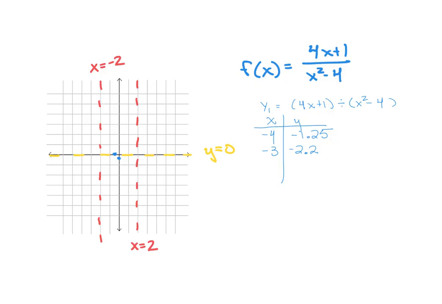All right, so let's go ahead and plot these. We get negative 4, negative 1.25, which is going to be somewhere around here. And we have negative 3, negative 2.2, which is going to be somewhere around here. And we want our graph again to approach, not cross, not touch, and not veer away from our asymptotes. And we're going to label.